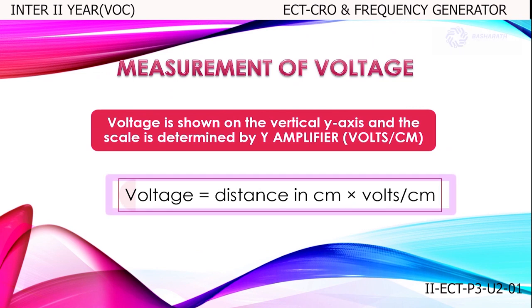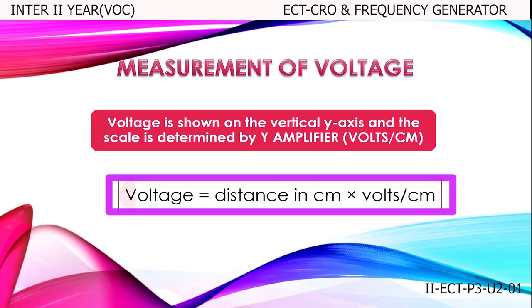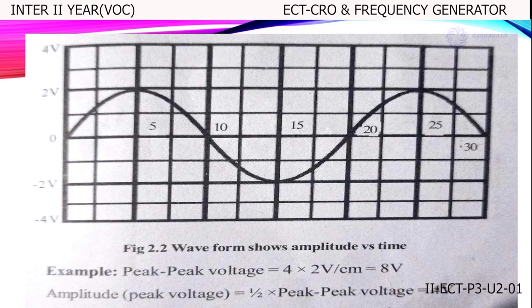Measurement of voltage. Voltage is shown on the vertical y-axis and the scale is determined by Y amplifier. Voltage is equal to distance in centimeter into volts per centimeter. Let us observe how to calculate peak-to-peak voltage and amplitude from the given sinusoidal wave. As you can see, the maximum voltage is 4. Hence, peak-to-peak voltage is 8 and amplitude is 4.